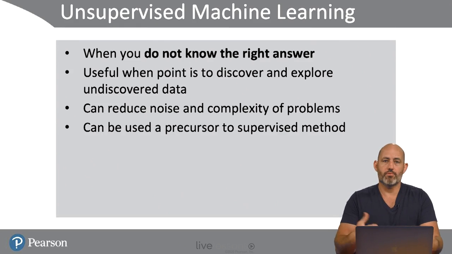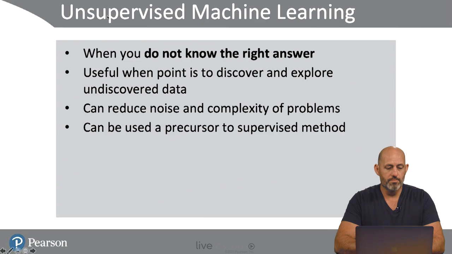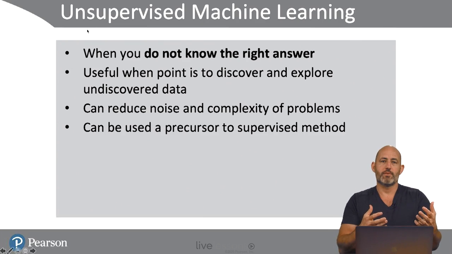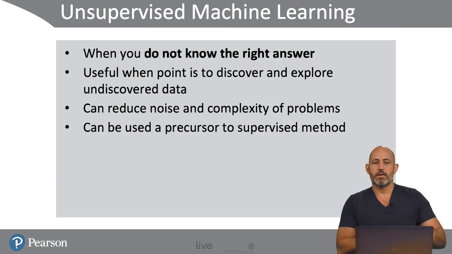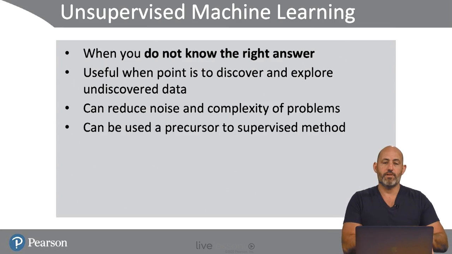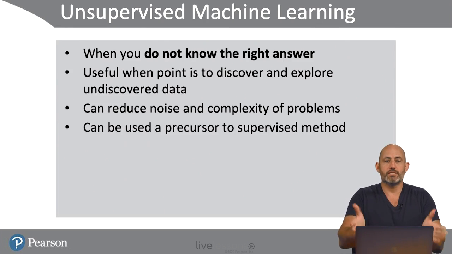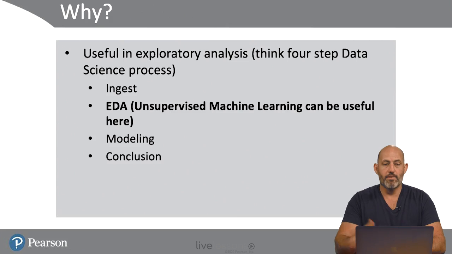It also can be used as a precursor to a supervised method. So you can think of unsupervised machine learning as part of the data science lifecycle. The data science lifecycle, if we go through here, could be really this concept of ingestion phase, exploratory data analysis phase, modeling phase, and then conclusion. So unsupervised machine learning can fit both in the modeling phase, which would be, let's say, step 3, and also could fit in with the EDA phase. And it's used as a way of, again, surfacing information that you wouldn't previously have had access to.